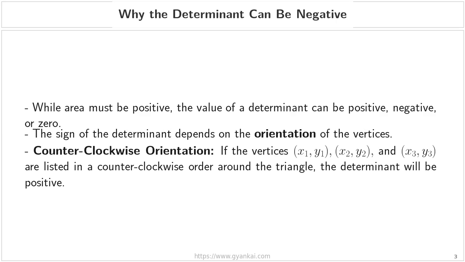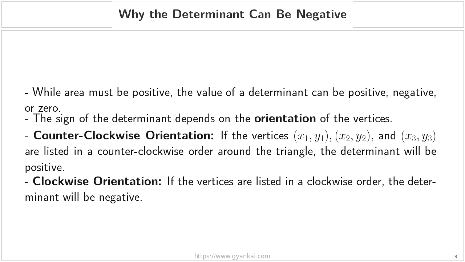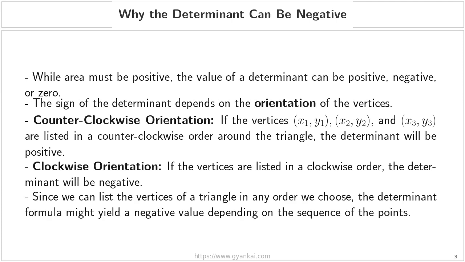First, let's look at counterclockwise orientation. If you list your vertices, that is x sub 1, y sub 1, x sub 2, y sub 2, and x sub 3, y sub 3, in a counterclockwise order around the triangle, the determinant will result in a positive value. On the other hand, if you list those same vertices in a clockwise order, the determinant will result in a negative value. This is a crucial point to remember.